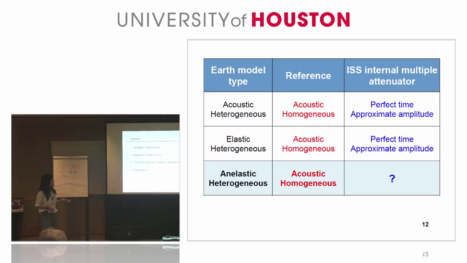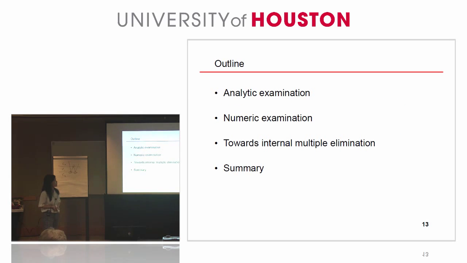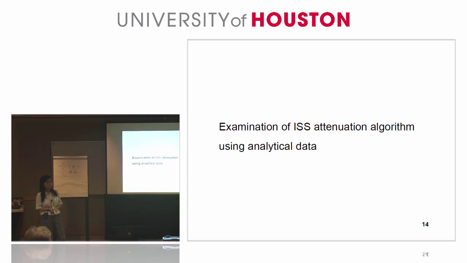Okay, so this is the outline here. First, I will show you the analytical examination, and after that, I will show you two specific examples to see what happens. And after that, I will show you our plan towards internal multiple elimination, and the end is the summary. Okay, let's look at the first part.